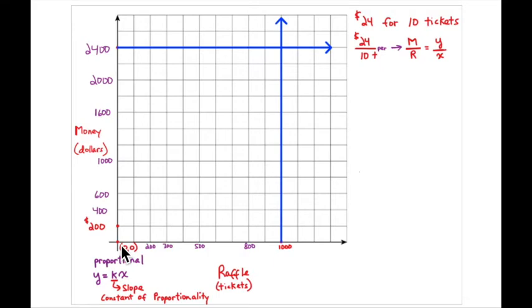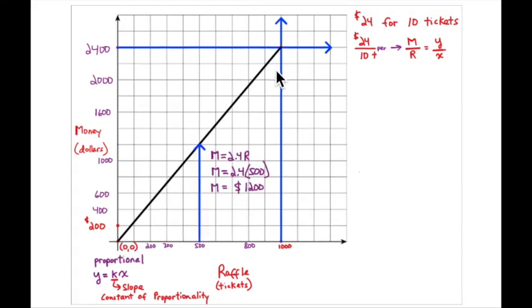It also goes through 0, 0, so you can draw that line. So draw that line, then you can test it. So if you sell 500 tickets, how much money do you make? Well, it's $2.40 for every ticket. So 500 times $2.40. So here's the equation right here.